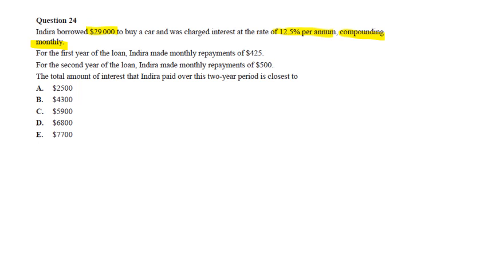Compounding monthly. For the first year, and then we've got a second year thing. So we've got a first year, second thing. That means we're going to do that sort of double feed thing. And there is always one question where you have to put in 2 values into this thing. So you have to iterate on your financial solver. First year, 425. Second year, 500.